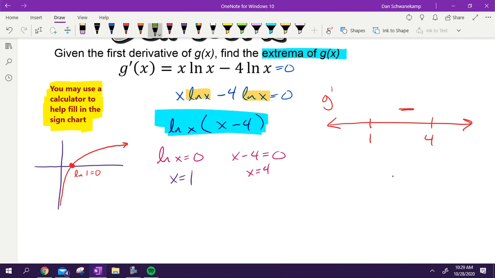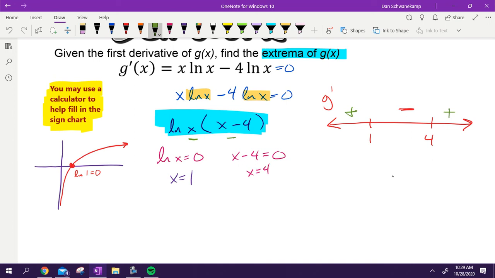Number bigger than 4, so 5. The natural log of 5 is positive, and 5 minus 4 is positive, so it's positive. A number less than 1, really you can't plug in 0 or anything less than that. You really can only plug in like a half. That's what makes this a little bit weird. Again, that's why I gave you a calculator. But the natural log of 1/2 would be negative, and 1/2 minus 4 would be negative. Two negatives are going to get me a positive.